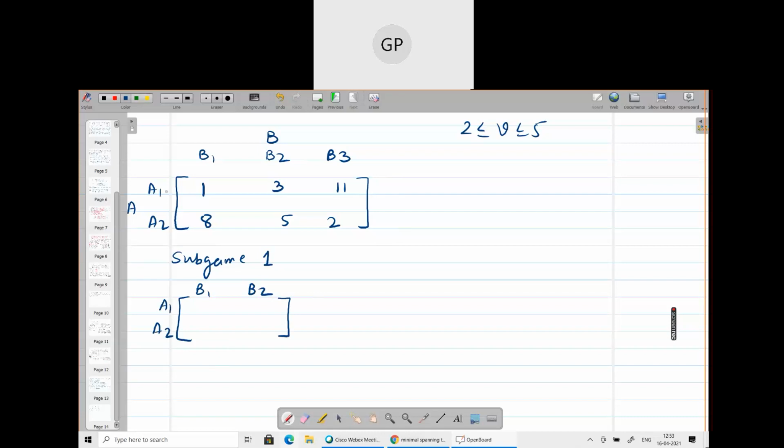A has no choice, A has 2 strategies, so 2 rows will come. B has 3 strategies, so out of 3 strategies I am going to choose 2 at a time. So 3C2 subgames will be formed, that is 3. So B1, B2, first of all, we will take 1, 3, 8, 5. Okay, subgame 1.